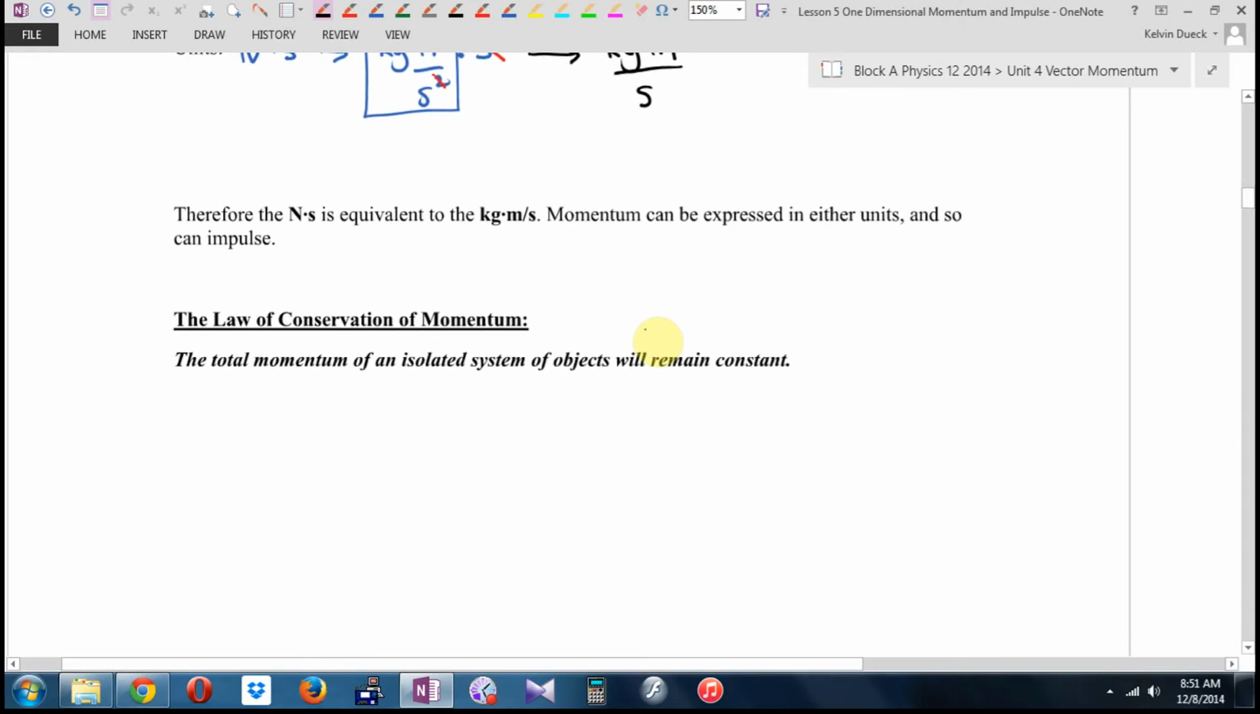The law of conservation of momentum. The total momentum of an isolated system of objects will remain constant. That doesn't seem profound, but oh, it's hugely profound. This is going to allow us to analyze collisions and explosions, car crashes and blowing stuff up. I just saw you get a little smile there. Oh yeah, it's cool stuff.